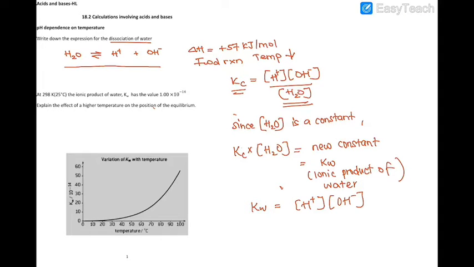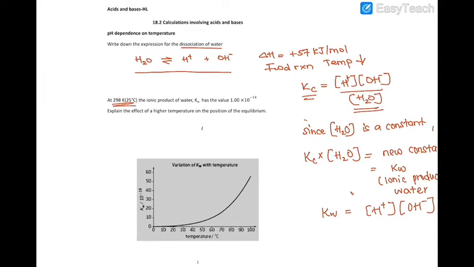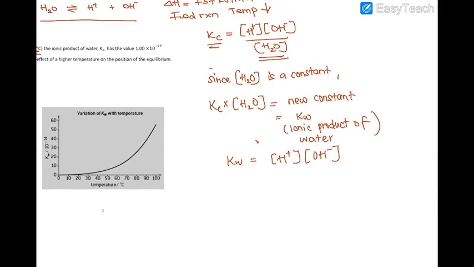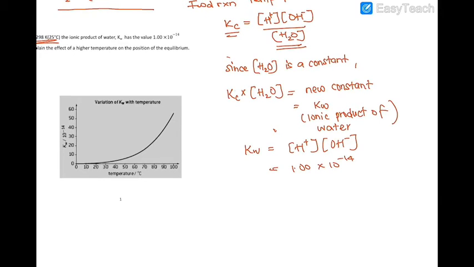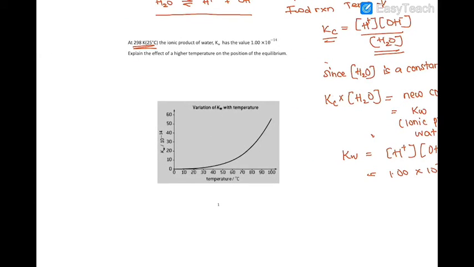Now, at a specific temperature, at 25 degrees Celsius, Kw has a value of 1 times 10 to the power of minus 14. Now, because this is dependent on temperature, Kw will have different values at different temperatures. So as you can see, as the temperature is increasing, the Kw value is increasing. So variation of Kw with temperature. So it changes with temperature. Now, why does it change?